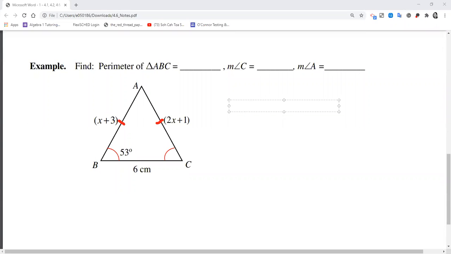All right, so I can say x plus 3 equals 2x plus 1. All right, and of course I would simplify and do my algebra, and I would get to the point where I could say that x equals 2. Okay, now that I know that x equals 2, I'm going to take that answer and plug it in right here, and right here. Okay, so what I end up with is 2 plus 3 gives me 5. So this side of the triangle is 5 centimeters.